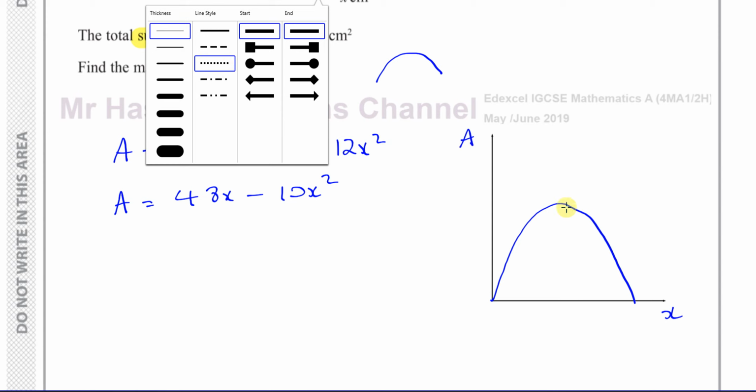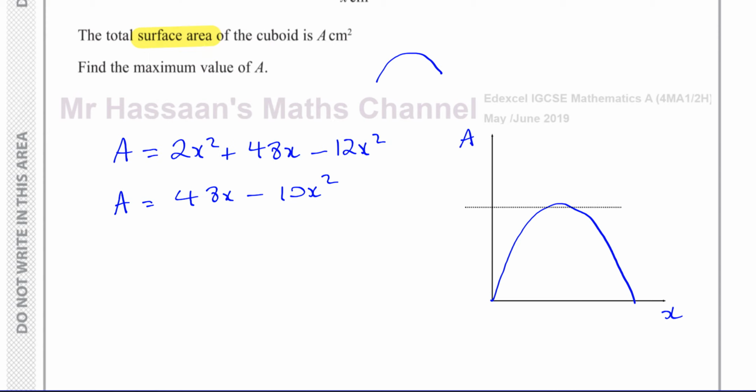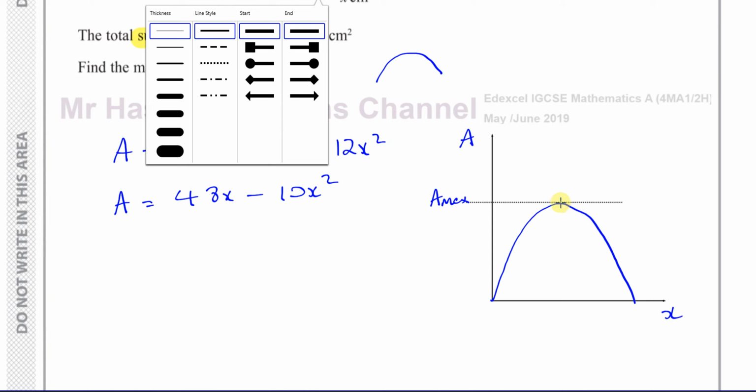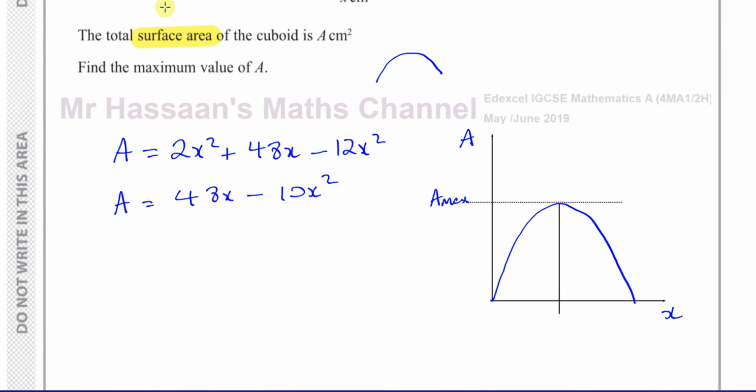Now there are a few different ways we could work out that maximum value of A. We want to find the maximum value of the area, and it's going to be when x is a value somewhere over here. When x is this value, the area will be a maximum where it reaches its turning point. I'm going to show you 2 ways. One is by what's called differentiation.